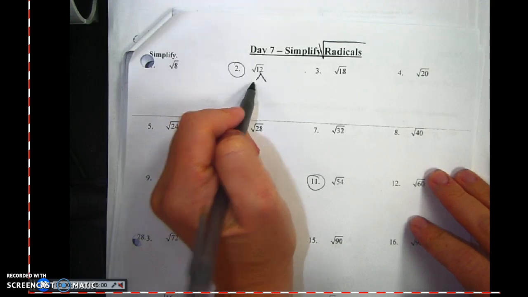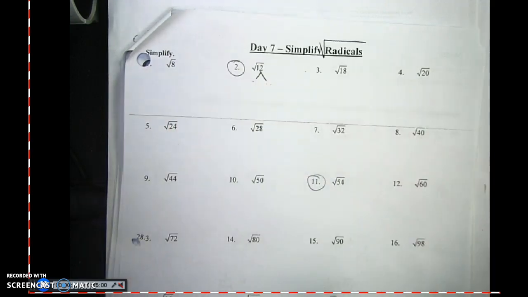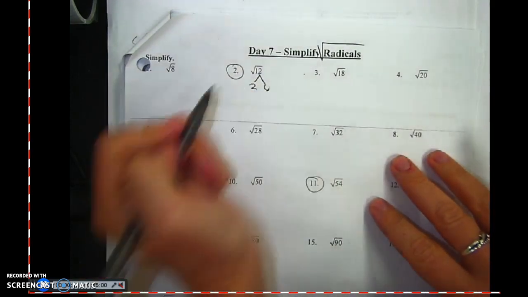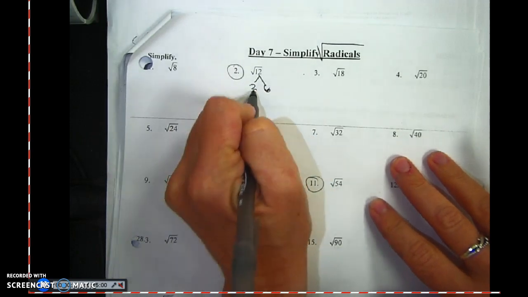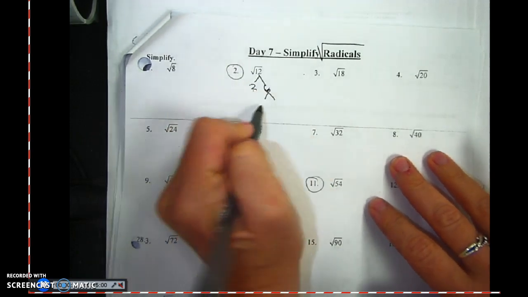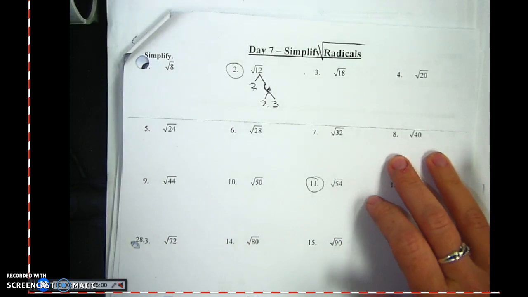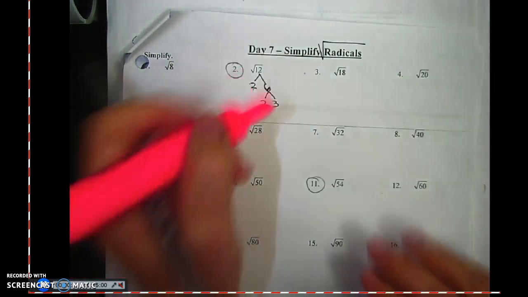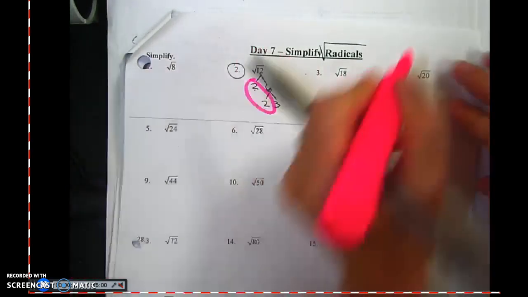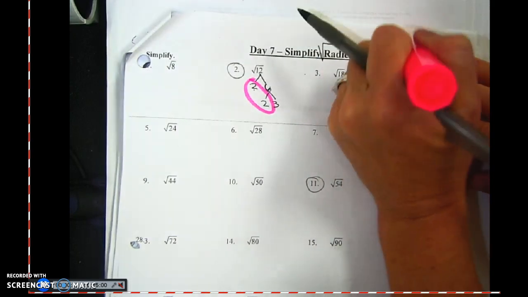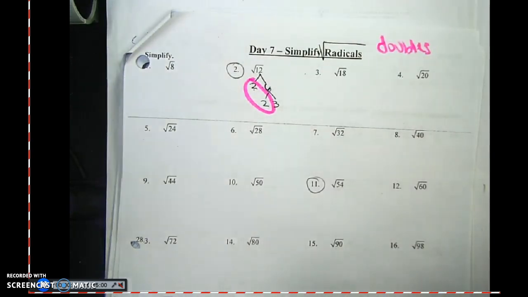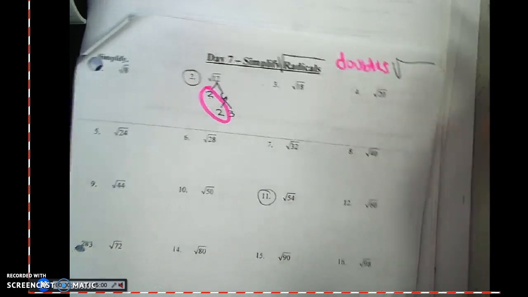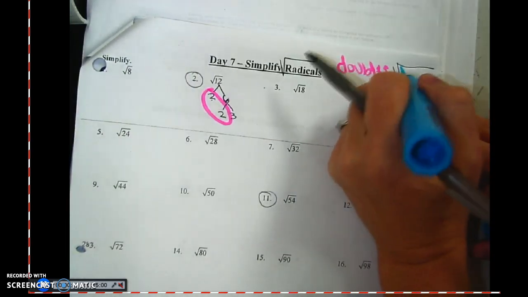I can either do 2, 6 or 3, 4. It doesn't matter what I do. So I'll do 2, 6. Now if you look at the 2, it is prime, so you keep going, 2, 3. Now whatever the doubles are, only doubles. The doubles are what goes on the outside. And then we'll talk about this, but what's left is going to go on the inside.